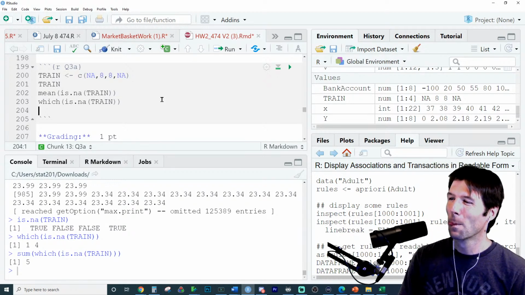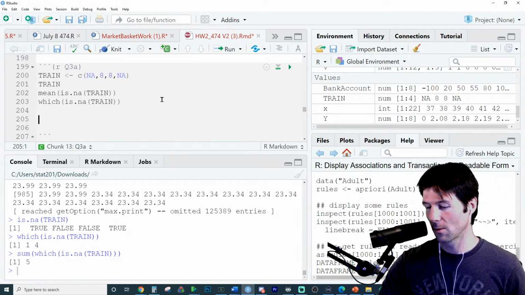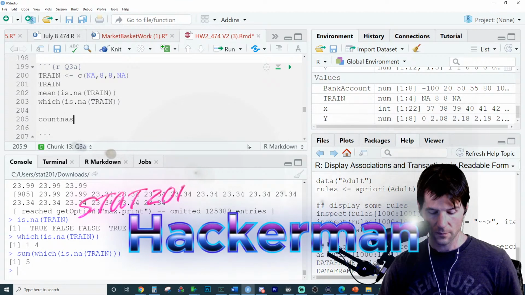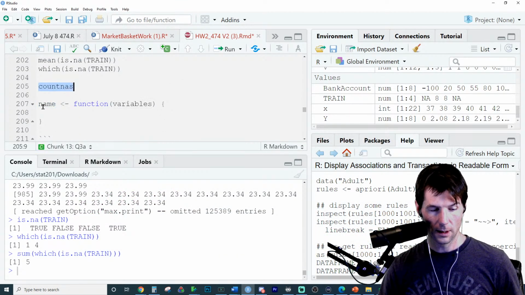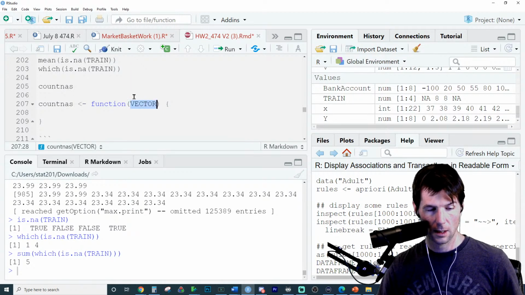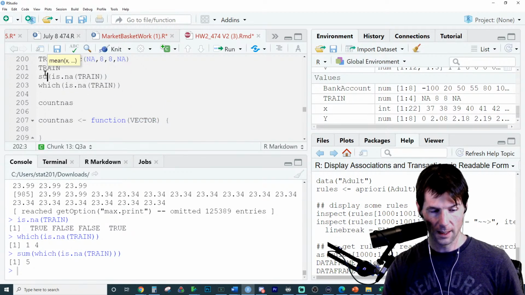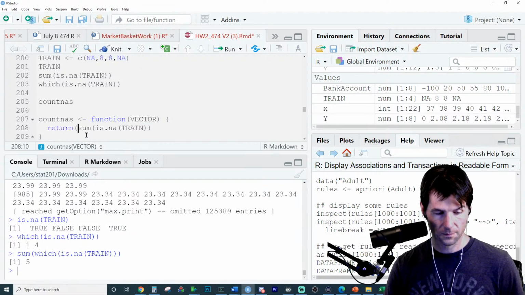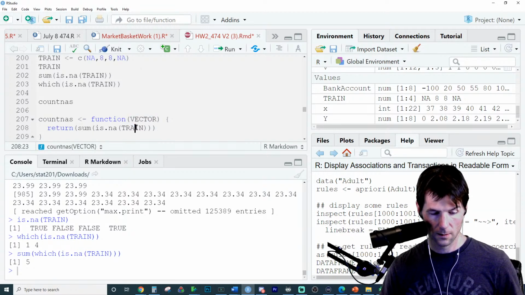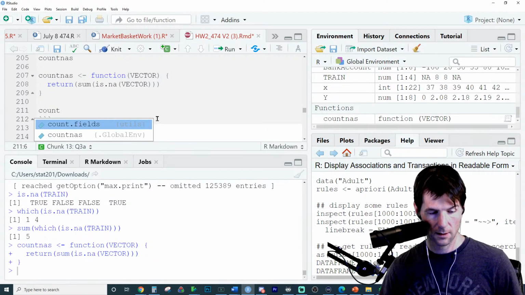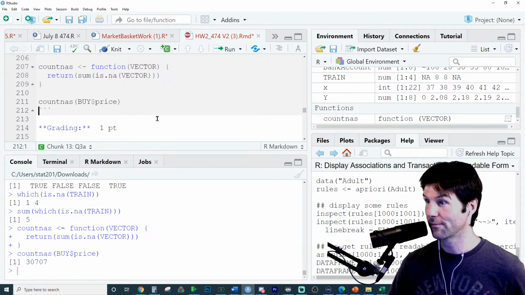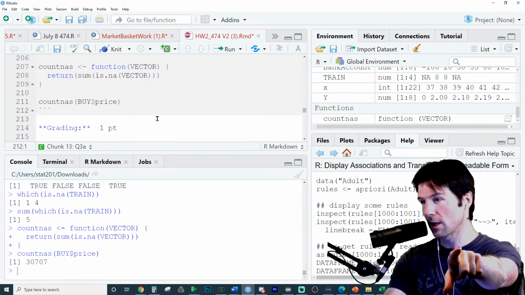Oh, no, you know what? We're going to do a Hacker Man thing right here. We're always up for some Hacker Man. Let's do this count NAs function. Count NAs is going to take a vector X. Let's call it vector. I like calling things vector. And we're going to go right here and go to sum. And then we're going to put a return around this. And this needs to be vector. And then let's go here to count NAs. And then we run it on $price. There we go. We now have a function, count NAs, thanks to, once again, Hacker Man.